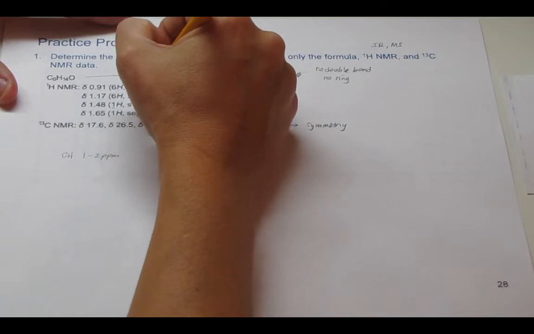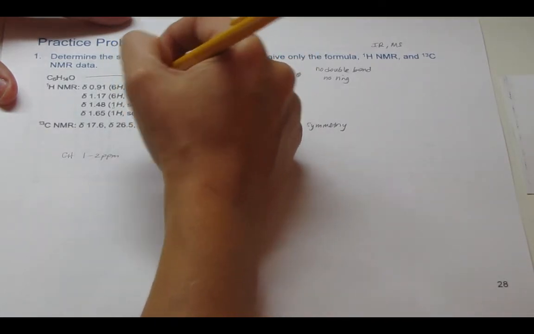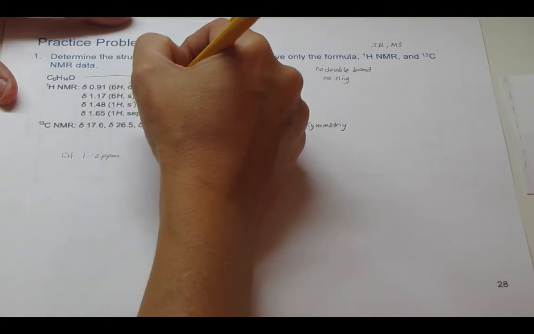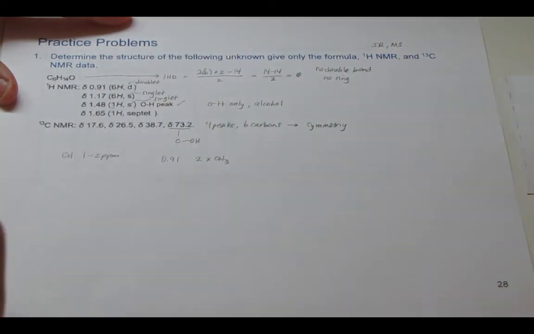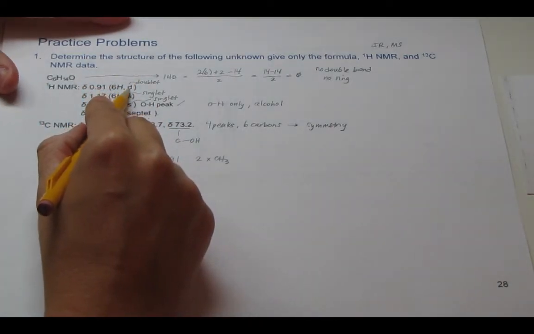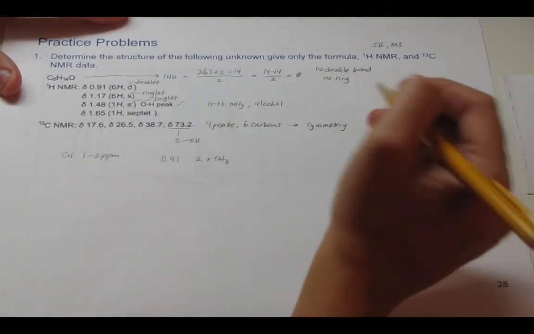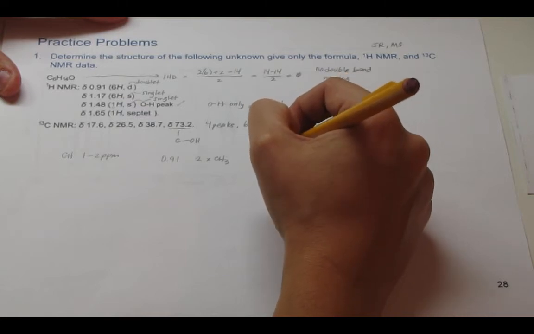This is our splitting pattern. This is a singlet, and this is a singlet, and then this is a septet. And so that tells you who your neighbors are. And so these 6 H's are being split into a doublet. That means they have one neighbor. So how can 2 CH3 groups have one neighbor?